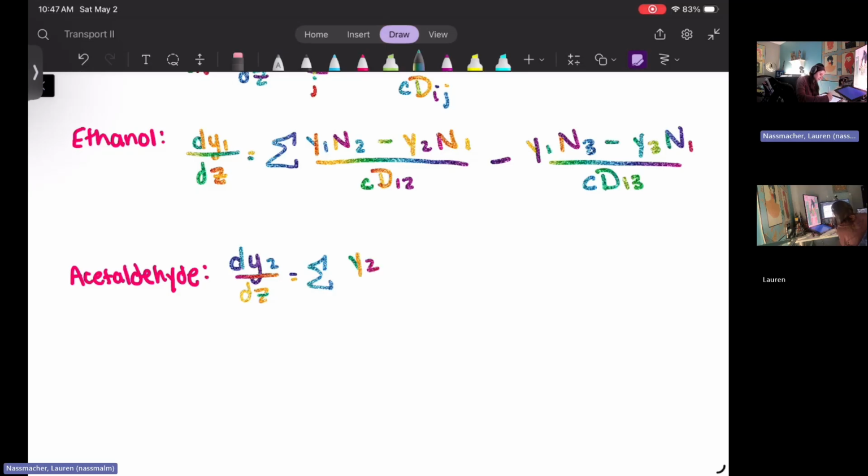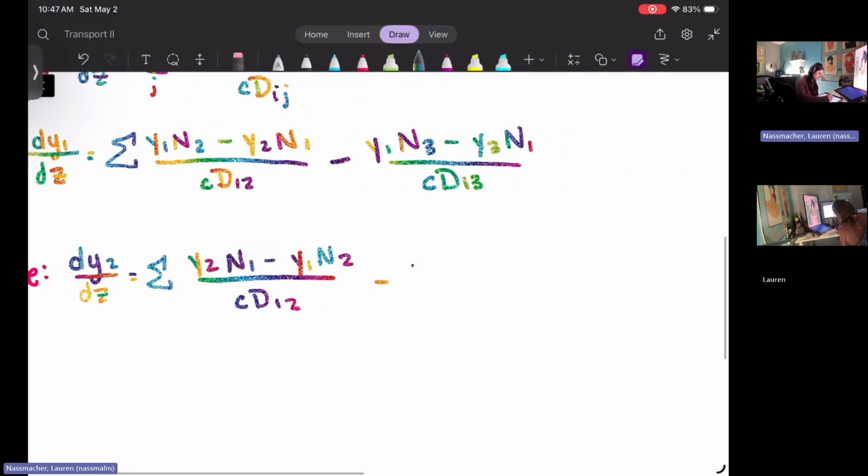So you'll have your mole fraction of 2 multiplied by your molar flux of 1 minus mole fraction of 1, molar flux of 2, over C 1,2, minus mole fraction of 2 molar flux of 3 minus mole fraction of 3 molar flux of 2 over a concentration from 2 to 3.